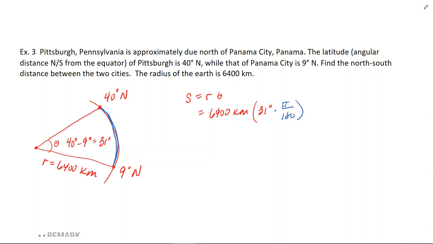And now if I were to, just like I did previously, multiply all of those numbers together, 6,400 times 31 times pi divided by 180, I would end up with a distance of 3,463 kilometers if I round. So these are a couple of applications using arc length.